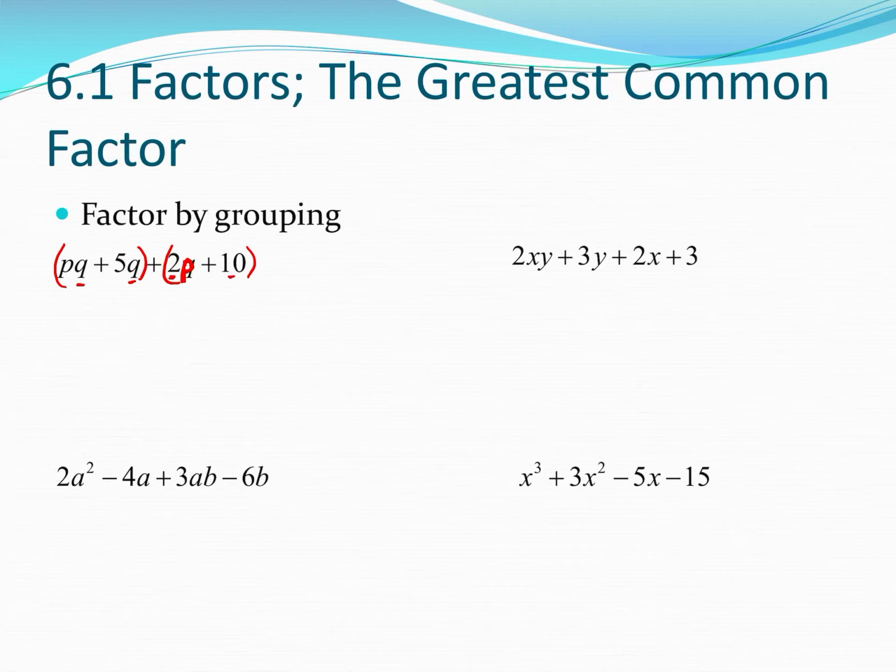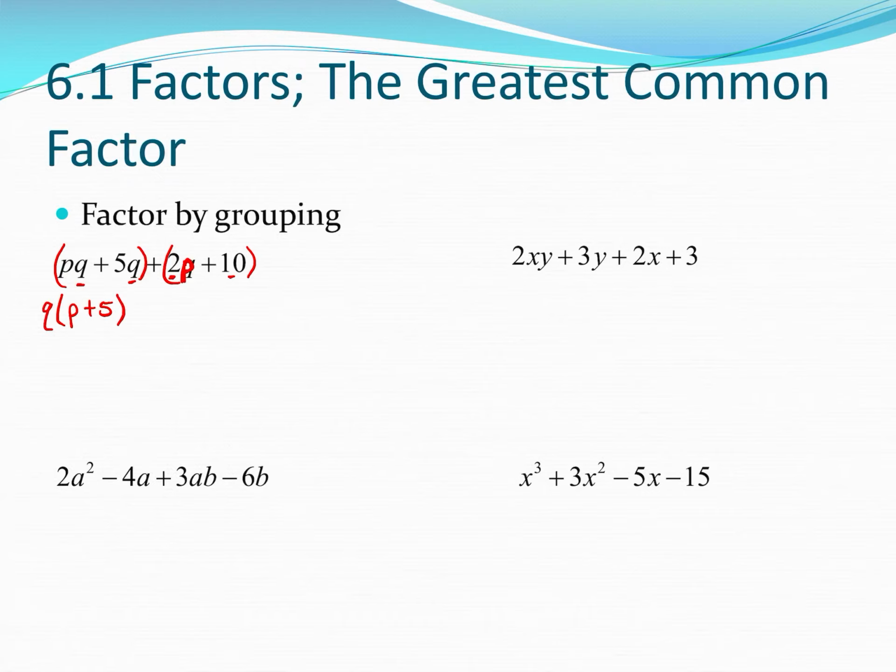And so we can factor each group. And so the next step then is, after we've grouped them, which literally just means putting parentheses around the terms we want to group together. After we've done that, we're going to factor each group. Well, the first group has a Q as a common factor. If you factor it out, you have P plus 5.